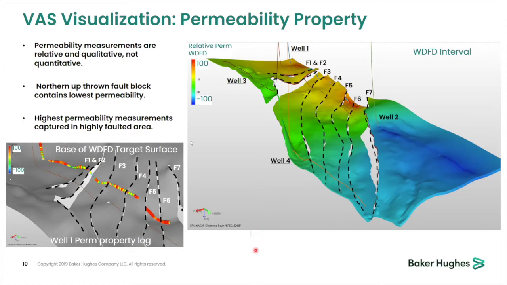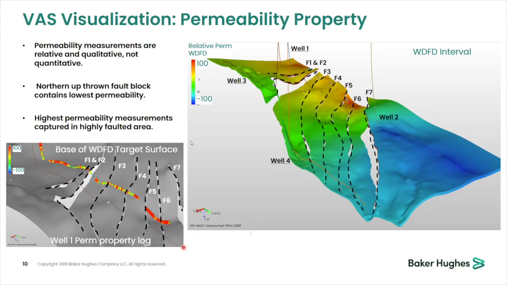And so the first property that we're going to take a look at is permeability. And it's important to remember that the permeability measurements are relative and qualitative, that they're not quantitative. And so when we take a look at what we got from well 1 and well 2 analysis, we see that the northern upthrown fault block contains the lowest permeability in the area, and that the highest permeability measurements are captured in these highly faulted areas. So fault block 5 and 6, 4, and then around this southern fault block around this large offset.